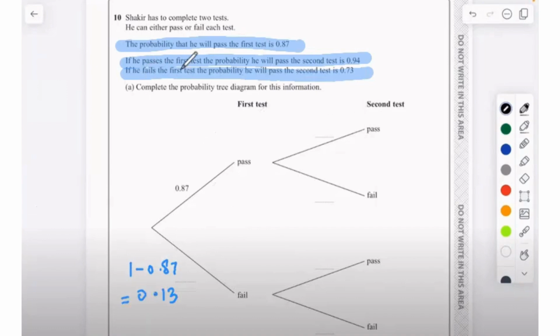Then it says if he passes the first test, the probability he will pass the second test is 0.94, which means over here it's going to be 0.94 because he's passing the first test and second test, which means the other one will be 1 minus 0.94, which is going to give us 0.06. Then it says if he fails the first test, the probability he will pass the second test is 0.73. So that comes over here. And this will be 1 minus 0.73, which is going to give us 0.27.